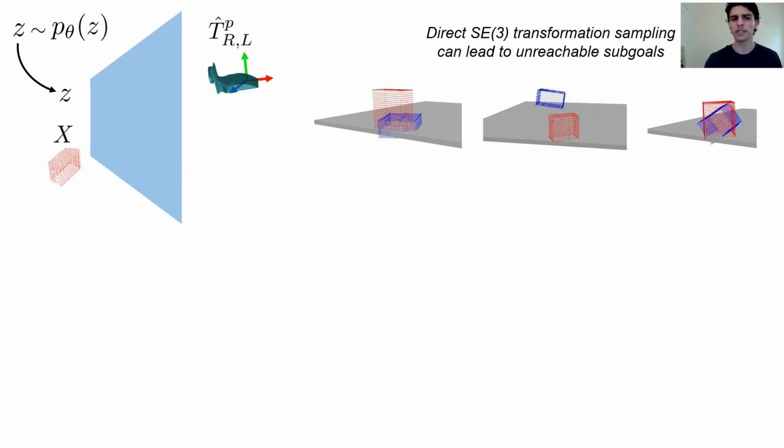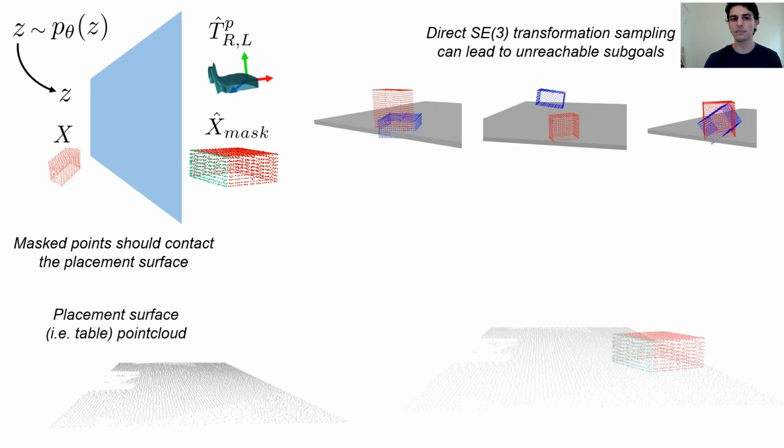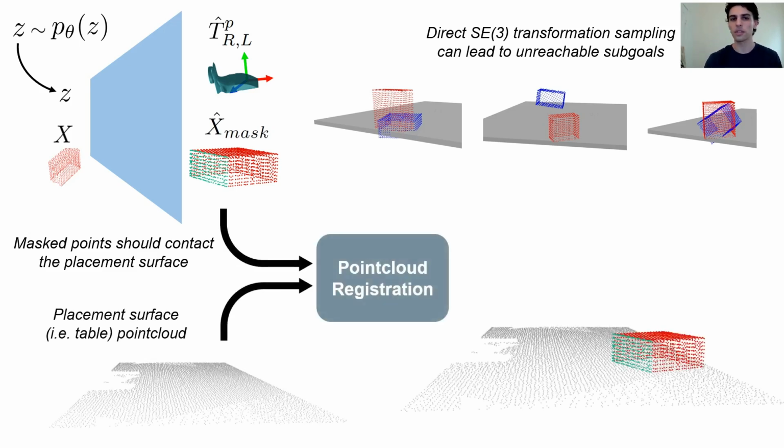So instead of directly sampling transformations, we propose to represent SE3 subgoals with a binary segmentation mask that the neural network must predict, which encodes which points in the point cloud should end up in contact with the table. So we can then use these mask points along with the table point cloud to solve for a transformation that will bring the mask points to be in contact with the table. And our experiments, which are designed to evaluate how well the system can sample its own subgoals and reach them, validate that this choice of SE3 subgoal representation leads to improved performance.